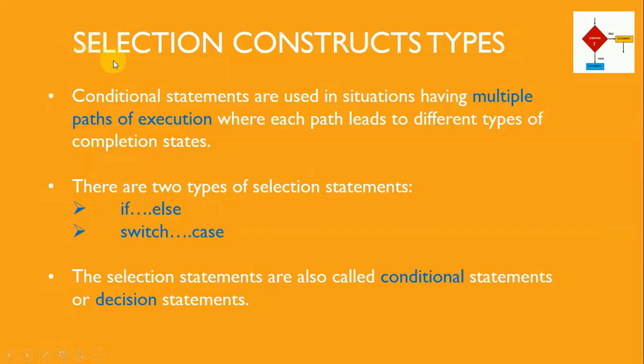Now the next thing is selection construct types. Conditional statements are used in situations having multiple paths of execution. Whenever we have multiple paths of execution, conditional statements are used, and each path leads to different types of completion states. So there are two types of selection statements: if else and switch case. The selection statements are also called conditional statements or decision statements.